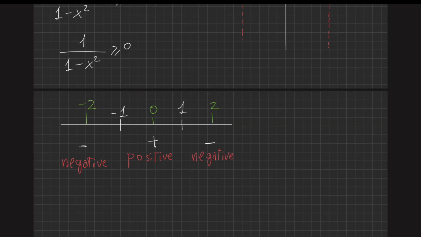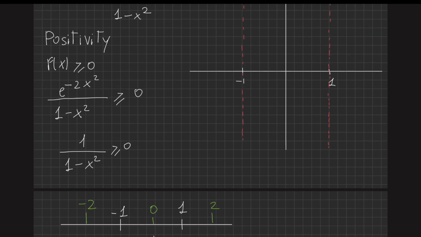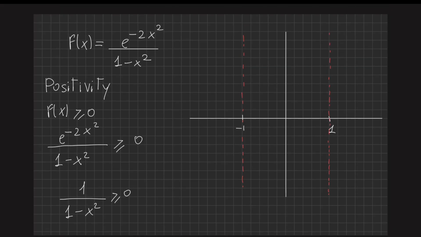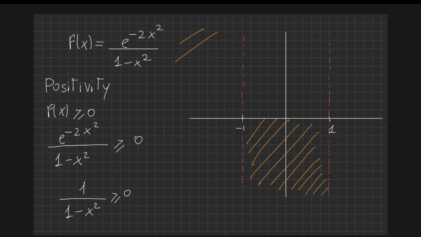Again, we have to report this in the graph. And how do you do it? Well, what I like to do here is to take another color and say, I know that between minus 1 and 1 the function is positive, so I'm going to exclude this area. And I know that outside minus 1 and 1 the function is negative, so I'm going to exclude this area.